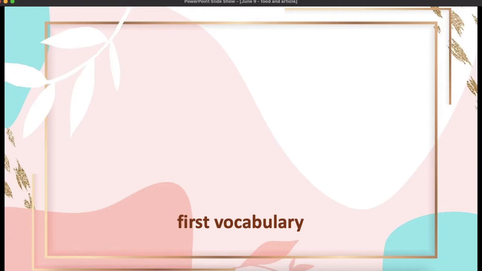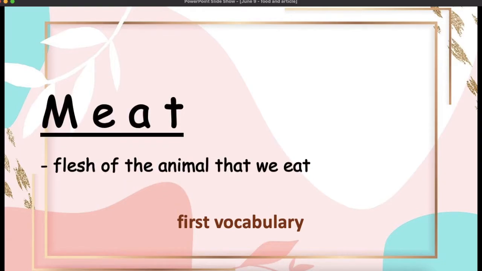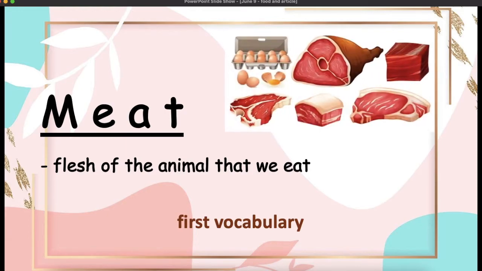Before we do that, let's have our first vocabulary, which is meat. When we say meat, it means the flesh of the animal that we eat. Here are examples of meat like the chicken, the pork, the beef, and so on. So please remember our first vocabulary up until the last one.